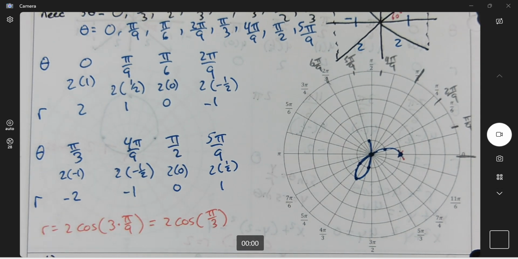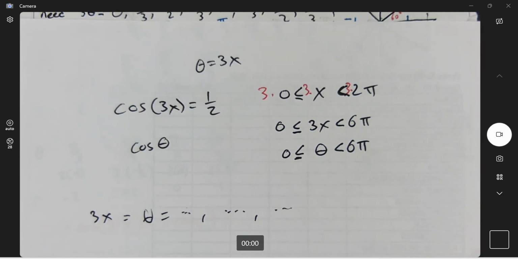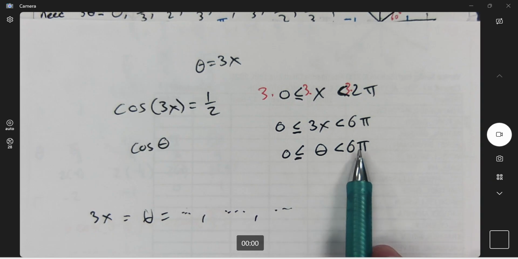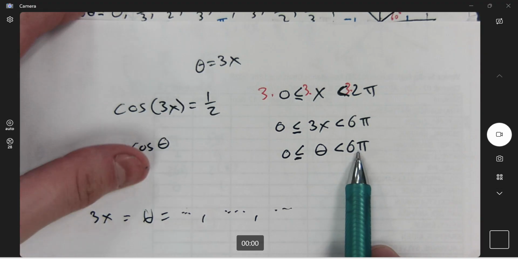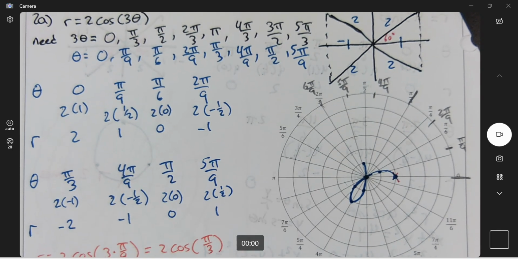You know why it didn't close itself? We only went out to 2 pi. In order to see the whole image, we would need to go out to 6 pi. Now, I don't know about you, but I'm not trying to do that many coordinates. Luckily, we have knowledge of the symmetry that a cosine graph in polar coordinates should have.